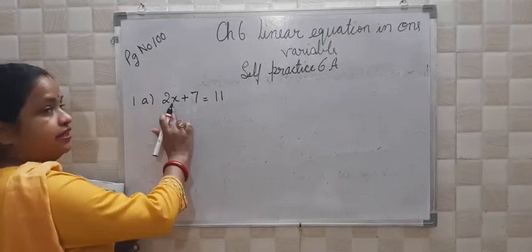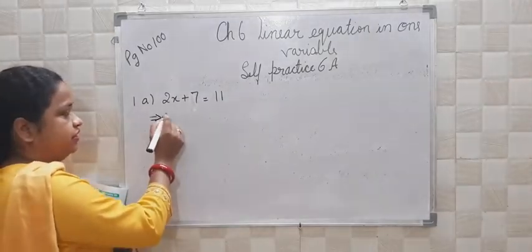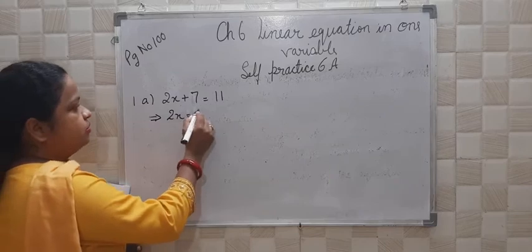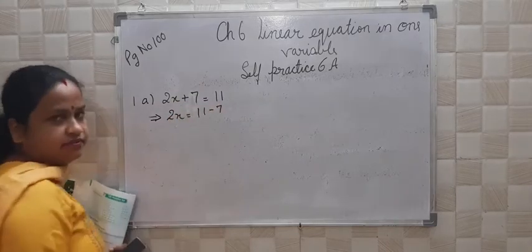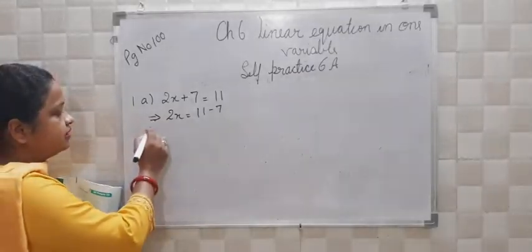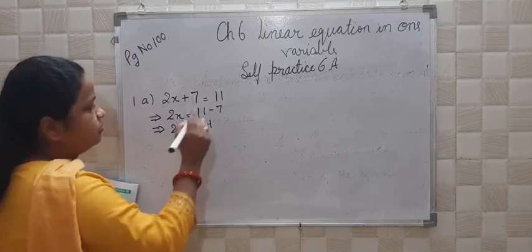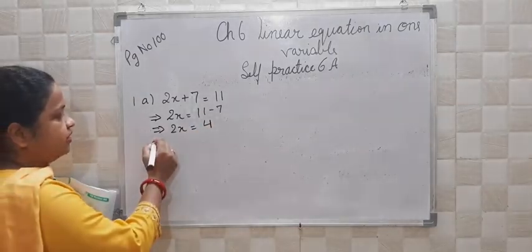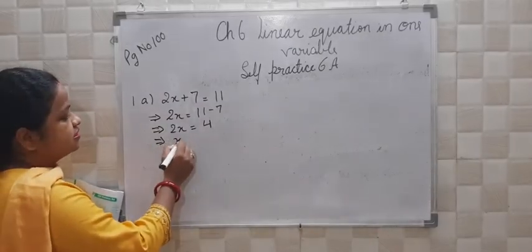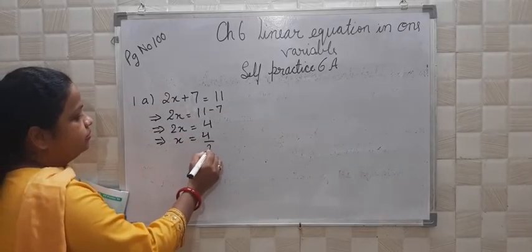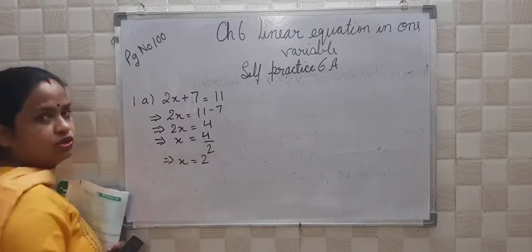Now see here, it is given that 2x plus 7 equals 11. So you will have 2x is equal to 11, and this plus 7 will become minus 7. Correct? Now 2x is 11 minus 7, which is equal to 4. Now, as I said, multiply will become divide, so x is equal to 4 by 2. So what is the value of x? That is equal to 2.